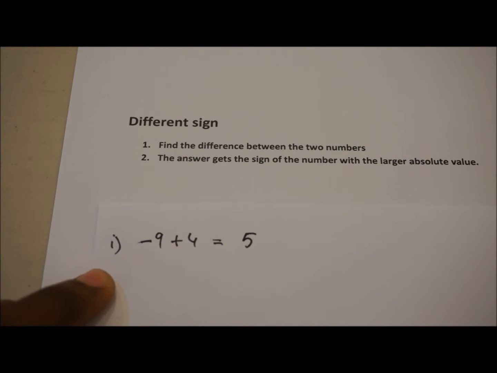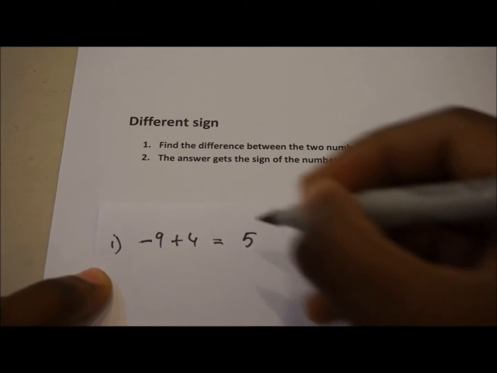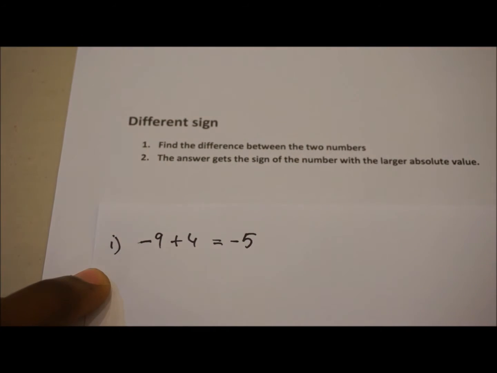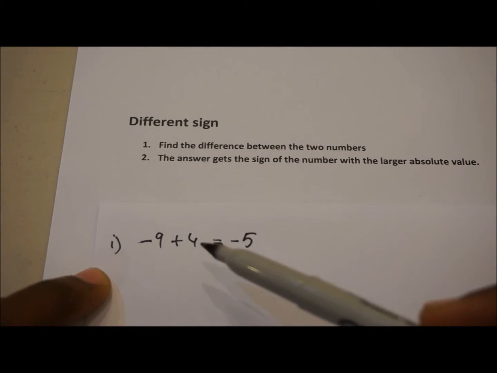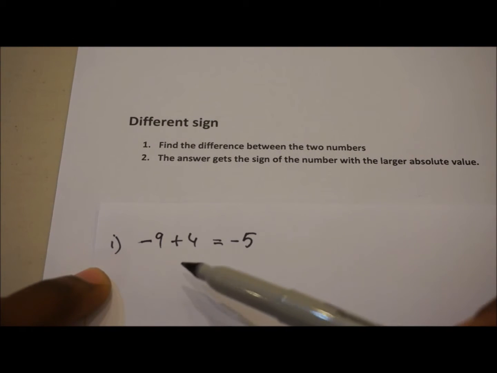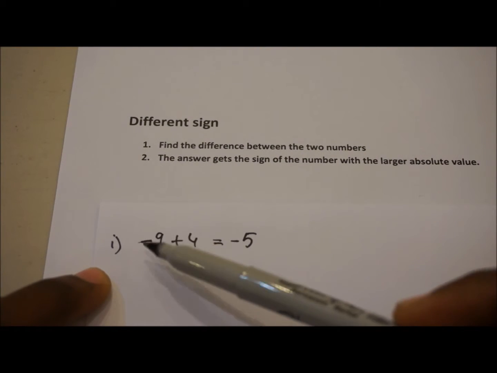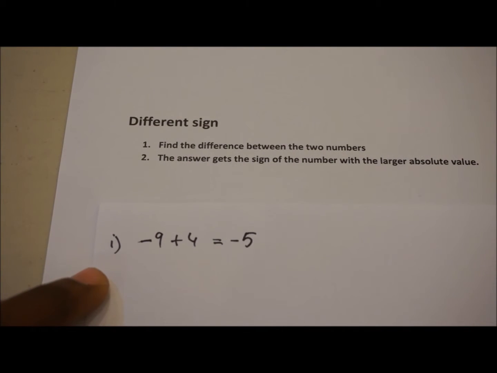Now our answer needs to get the sign of the number with the larger absolute value. So we look at the 9, we look at the 4. 9 is a bigger number than 4, but the 9 carries a minus sign, therefore our answer has to carry a negative sign. Once again we look at the absolute value of the numbers. A normal 9 is a larger number than a normal 4. So therefore, since the 9 carries a minus sign, our answer carries a negative sign.